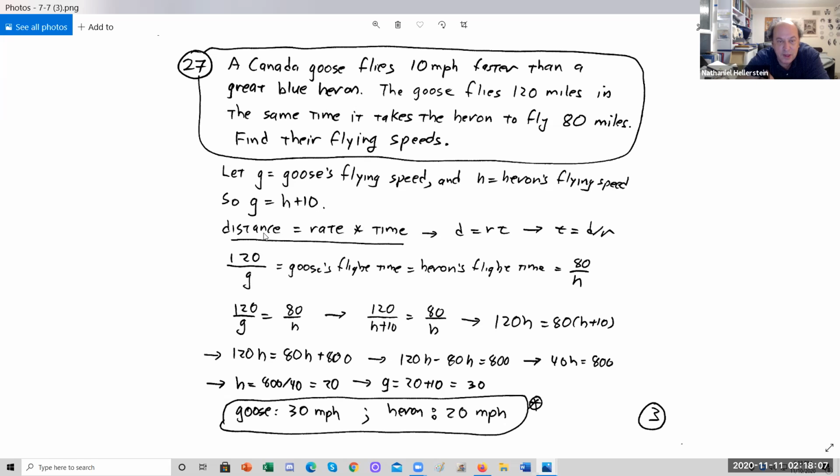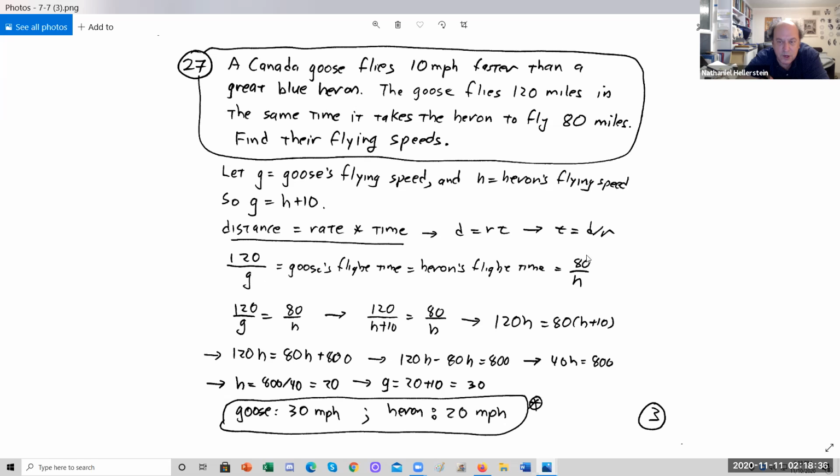Now, the equation that's of value here is that distance equals rate times time. D equals RT. Now, T, therefore, is D divided by R. And the goose and the heron take the same time. So the goose goes G miles per hour for 120 miles, and the time is D over R. So 120 over G, that's the goose's flying time. 80 over H is the heron's flight time, and it's the same time.